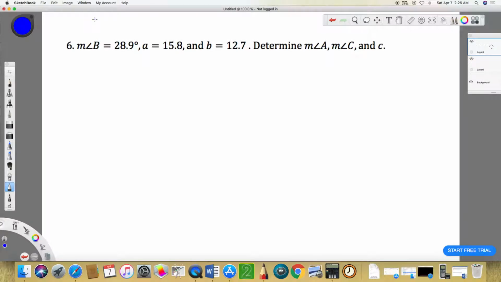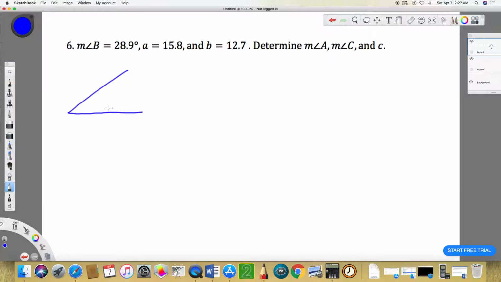Let's take a look here at number 6. We want to solve this triangle. They give us half the information, so we want to find the other half. By half, I mean when we solve a triangle, we want to find the measure of the three angles and the length of the three sides. So let's make a sketch here.